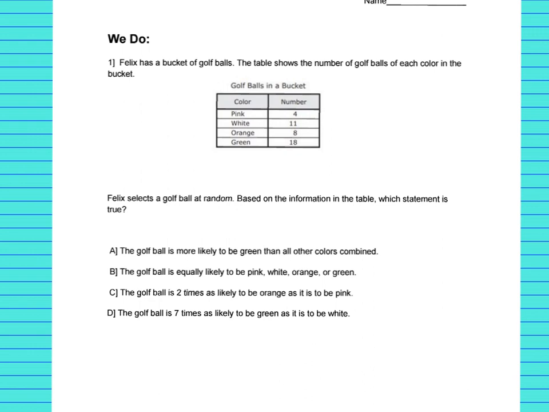Now, before we even get started with that part of it, what we need to do is find that total, because remember, anytime we have a table, we always need our total. So we are going to go ahead and add up 4, 11, 8, and 18. Please do that now, so that way you have a total, and then we will check your work to mine. And hopefully you got a total of 41.